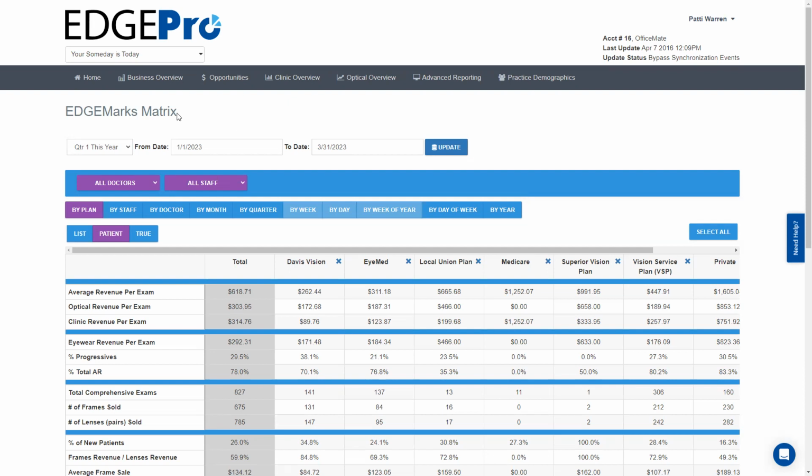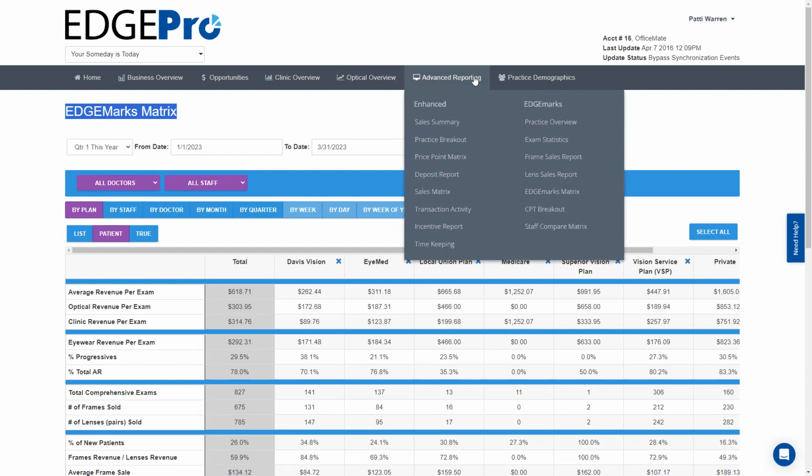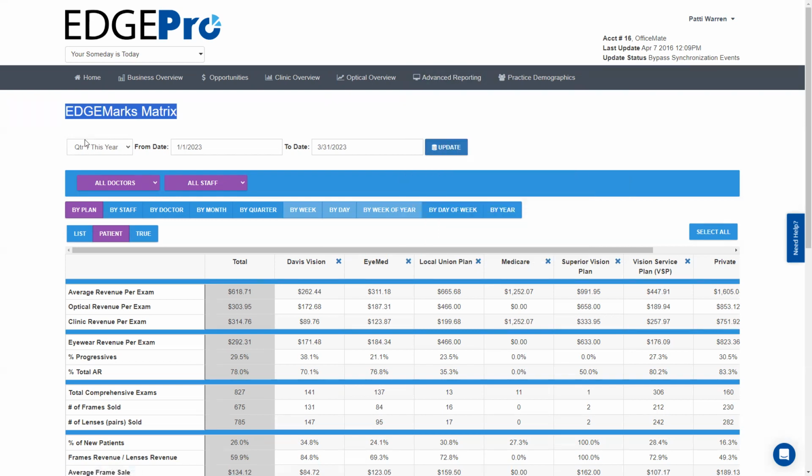My name is Patty, and today we're going to be talking about the EDGEMarks matrix page located in advanced reporting on the right-hand side, about the third one from the bottom. The matrix pages within EDGEPro are all about comparisons. We had looked at the sales matrix video in another session, and sales matrix is kind of all about the totals, where EDGEMarks matrix is all about our averages.